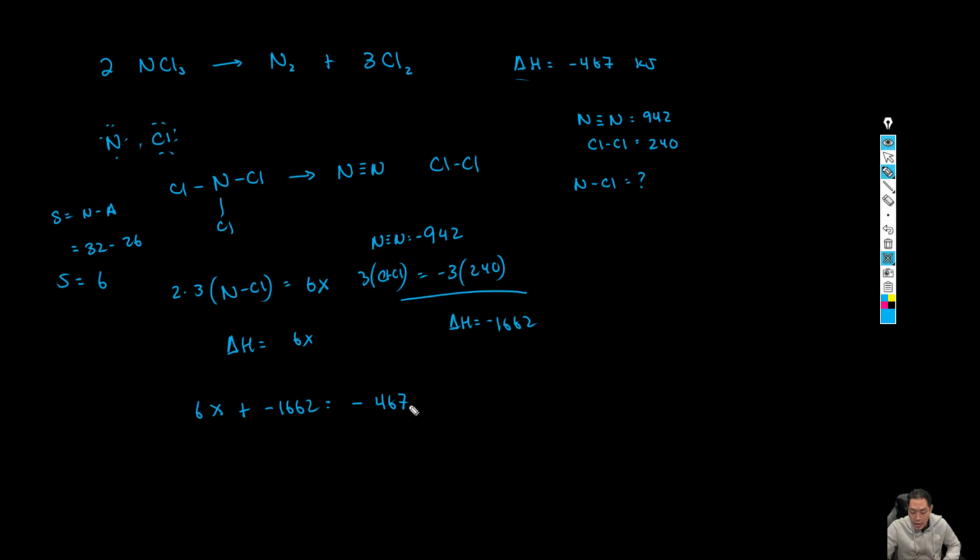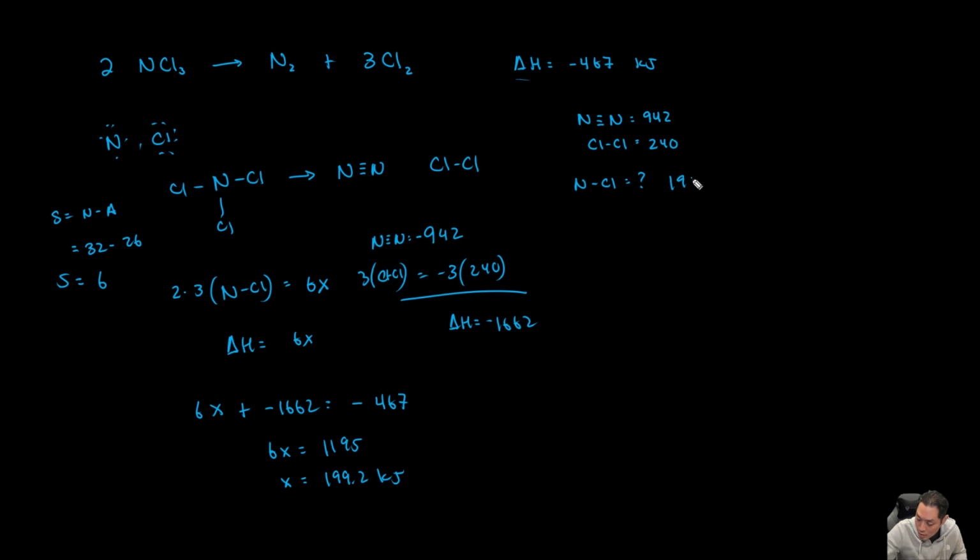And that's how we solve. We're going to solve for x. So I move this to the other side. So 6x is equal to 1195, then divided by 6. And I get about 199.2 kilojoules. Now, sig figs, am I okay? They're all 3, so I'm just going to make it 199. So that's how you do it.